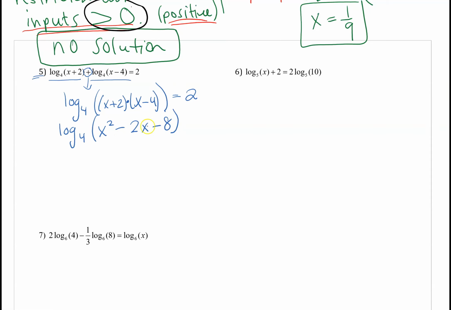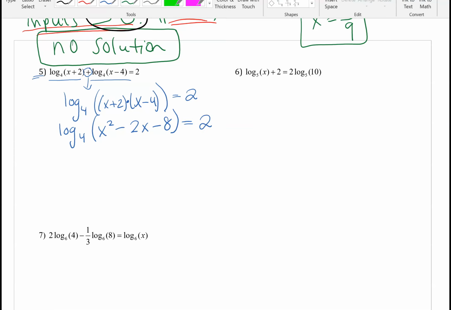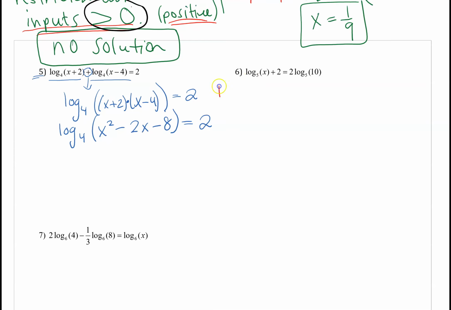So through FOILing, I get x squared minus 2x minus 8 on the inside. So now I get to a point where I have a logarithmic expression, but remember I can rewrite this into an exponential expression. So let's put a little star here and write "rewrite into exponential form." You're going to want to make a big deal about that on your notes, like put a bunch of stars, because this is usually the part where students get stuck.